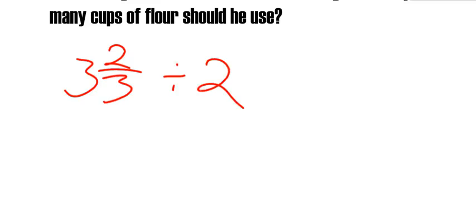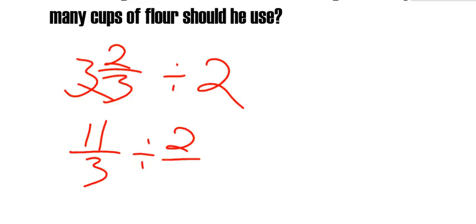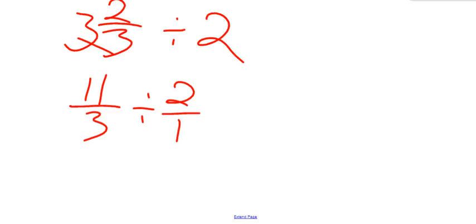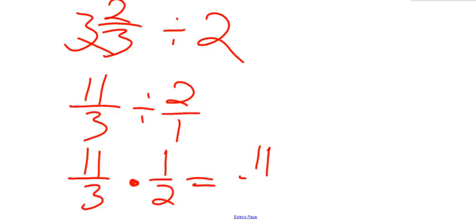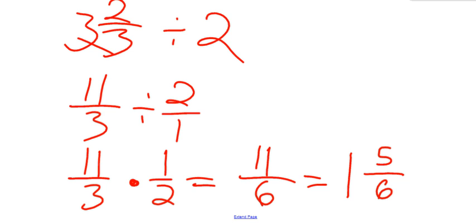First of all, we're going to convert to fractions. 3 times 3 is 9 plus 2, so that's 11/3, still divided by 2 over 1. To divide by a fraction, I'm going to multiply by its reciprocal. So I multiply by one half, and solve. 11 times 1 is 11, and 3 times 2 is 6. And so in the end I'm going to get, that's not 2, don't write that, 1 and 5/6. And of course, I want a label on there.